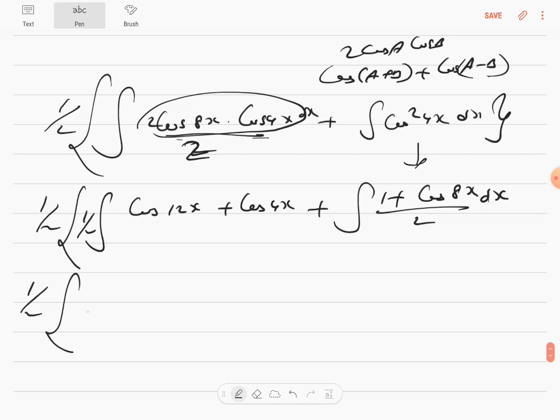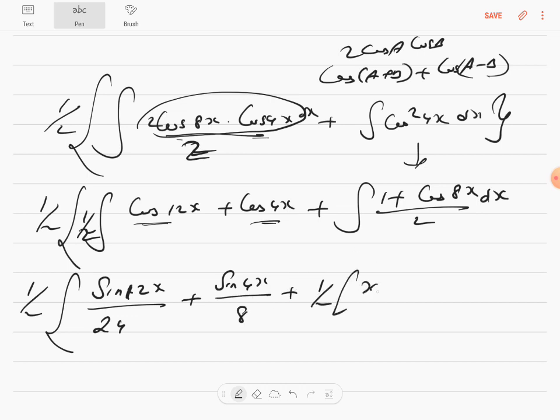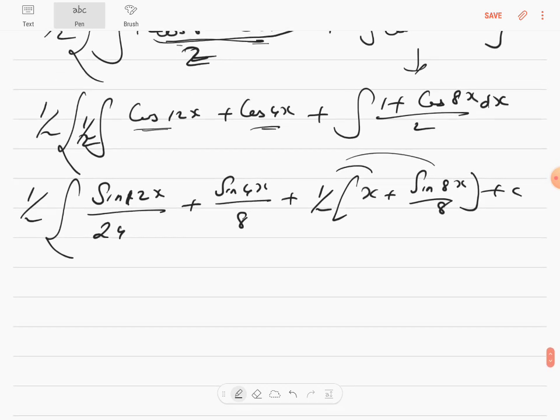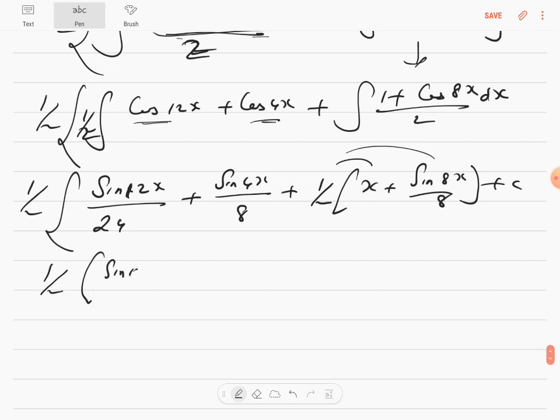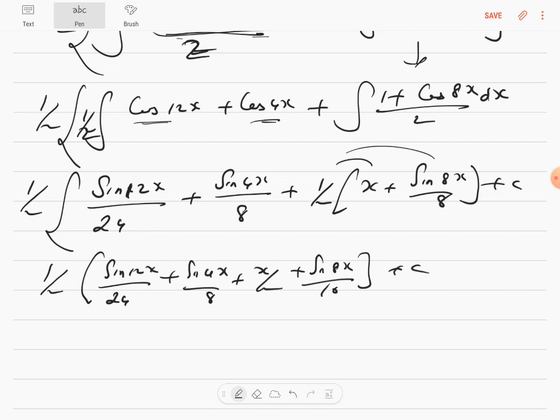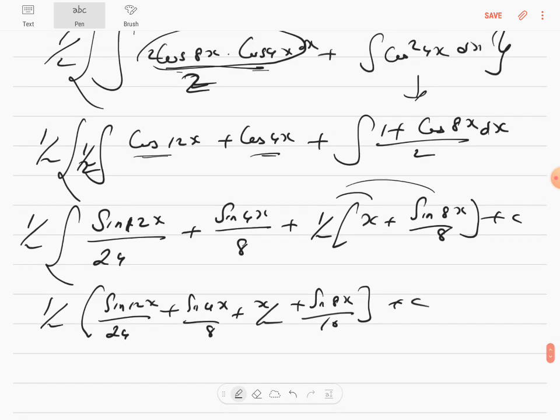So 1 by 2 is totally common for everything, and another 1 by 2 is there, and cos 12x on integration becomes sin 12x by 12, so it becomes 24, plus cos 4x will become sin 4x by 4, which becomes 8, plus on this you can take 1 by 2 out, it will become x plus sin 8x by 8 plus c, and you can take this inside. So it's 1 by 2 into sin 12x by 24 plus sin 4x by 8 plus x by 2 plus sin 8x by 16 plus c. So it's as simple as this, okay. There are no like terms, so you've solved it fully, okay.